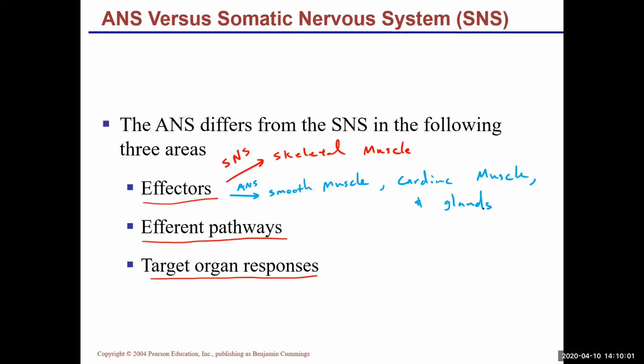Let's go ahead and take a look at, so that was the differences. Let me add to it a little bit. So we know about the effectors, right? Now let's go ahead and take a look at the efferent pathways. What do the efferent pathways have to do with this? All right. So again, when we say efferent pathway, think about the motor neurons.